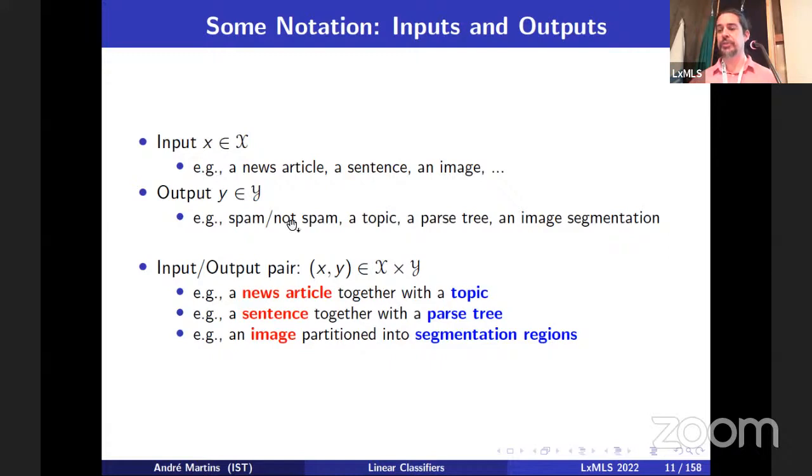In the examples we saw in the previous slides, the output space Y could be just a set of two labels, spam or not spam. Or it could be a set of topics, in which case the lowercase y will be a particular topic. It could be something more sophisticated, like a parse tree for a sentence or a segmentation for an image. And then often we also need to talk about input-output pairs, which means x and y together: an input together with its label. For example, a news article together with a topic, a sentence together with a parse tree, or an image which is partitioned into segmentation regions.